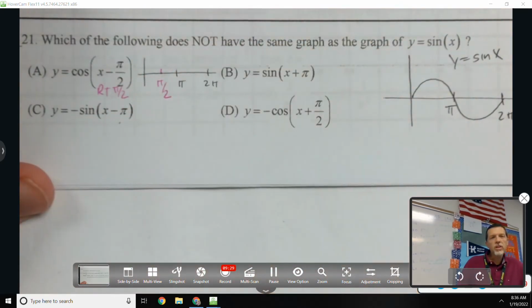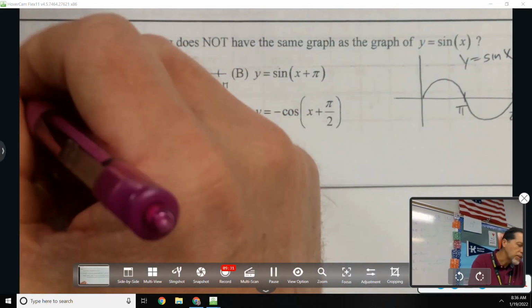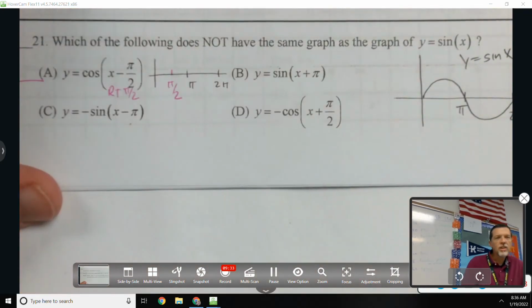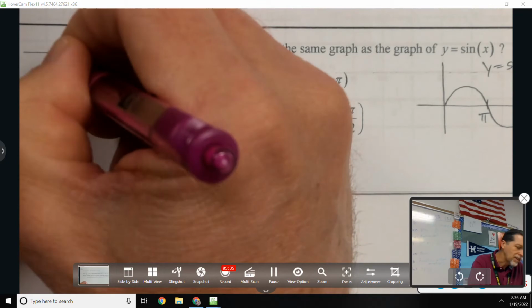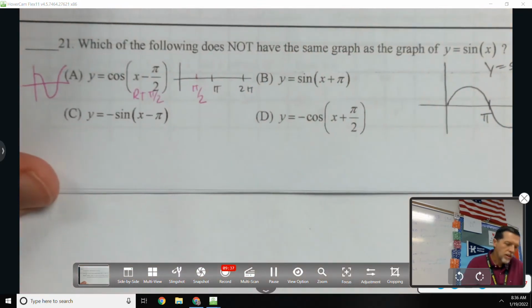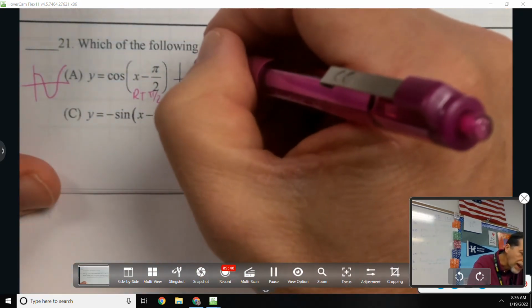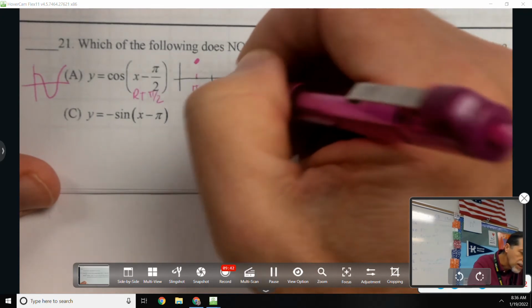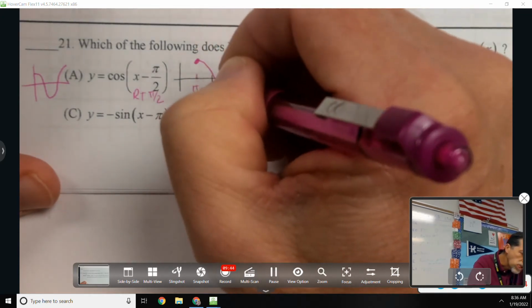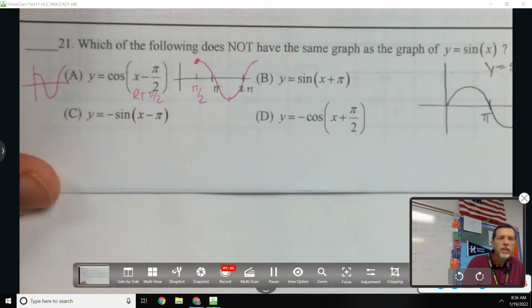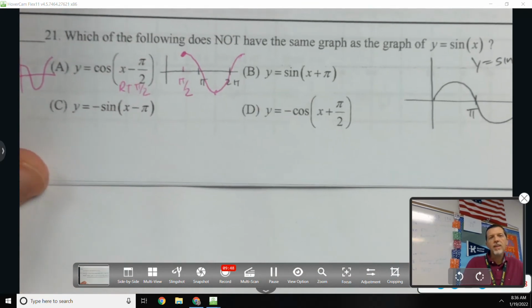And where does cosine start? What's the parent function of cosine look like? Yeah, it starts at a max. So if I'm at pi over 2 and I'm at a max, and that graph looks like that.